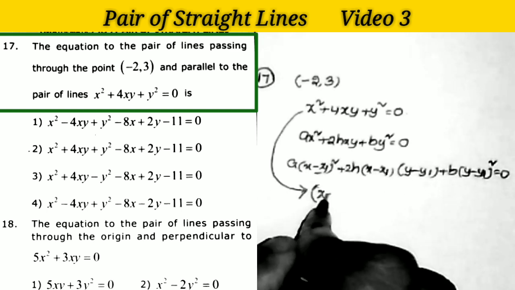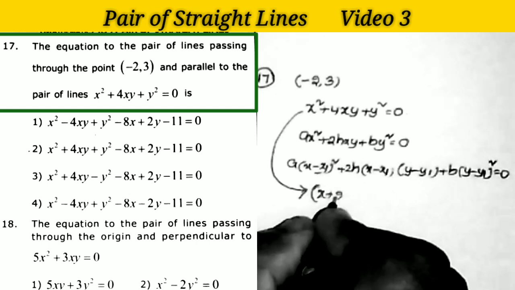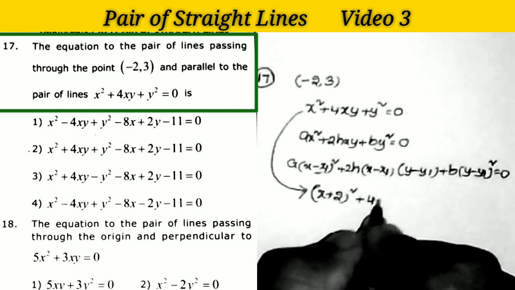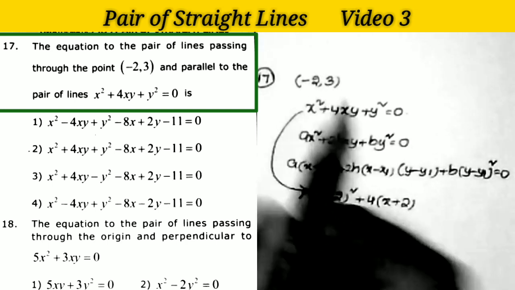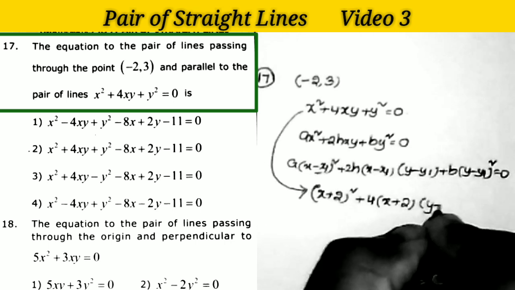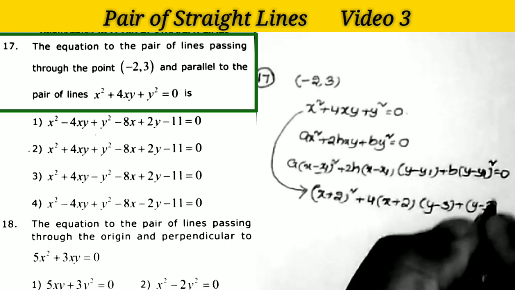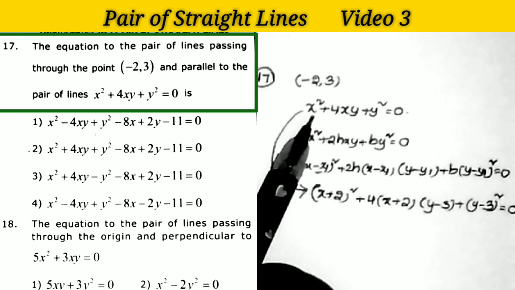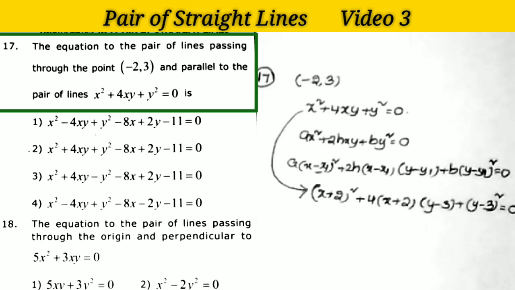Now what is the answer? x minus x1. What is the x1 value? Minus 2. Minus of minus is plus, so (x plus 2) square, plus 4 into again x minus x1, (x plus 2) into (y minus y1), (y minus 3), plus (y minus 3) whole square, which is nothing but the required answer. So the required answer is nothing but replacing x with x minus x1, y with y minus y1 in the given equation.